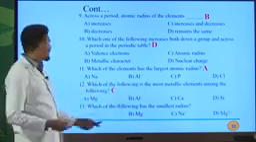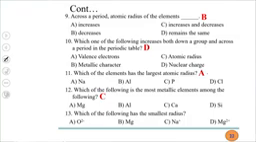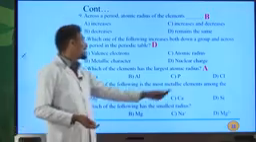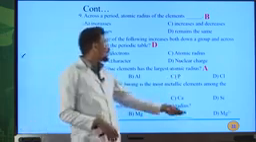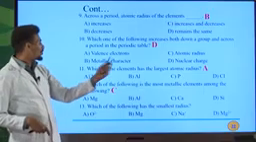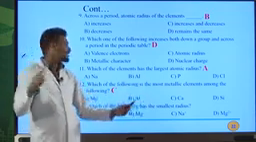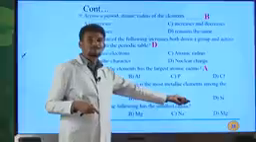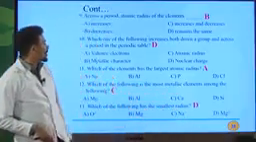Which of the following has the smallest radius? I already told you that anions have a larger radius when compared with their neutral atoms, but cations have a smaller radius when compared with their neutral atoms. So D is the correct answer, Mg2+. If you had Al3+ in the choices, that would be the correct answer. But now we have no aluminum ion, Al3+, but we have magnesium 2+. As the positive charge increases, the radius decreases. So D is the correct answer.